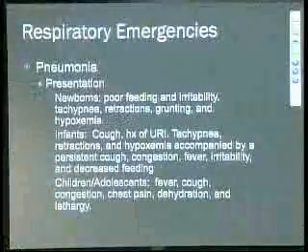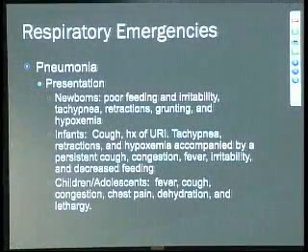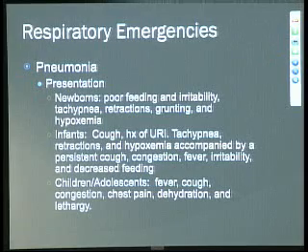Pneumonia presents differently in different age groups. So in newborns, poor feeding is really the clue. Feeding is one of the most metabolically demanding things that an infant does, and so they may have difficulty feeding because they're becoming hypoxemic.